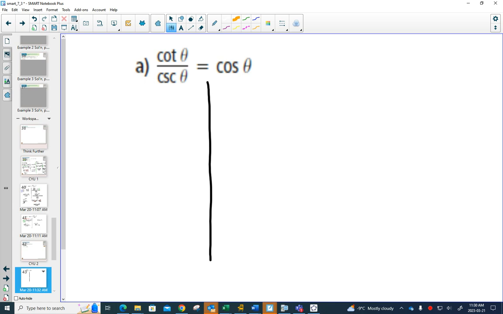If we're unsure of any strategy, we go to our basic one, change things to sine and cos, and get a single fraction, see how it goes. So cotangent, I could change that to cos theta over sine theta. Here's my main fraction line. Cosecant is 1 over sine theta. The right side is already cos.